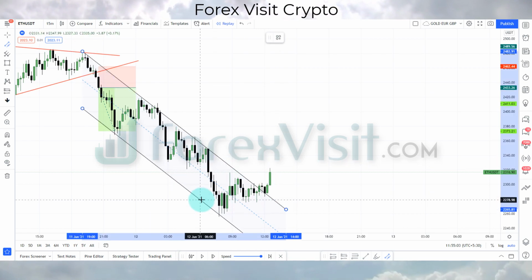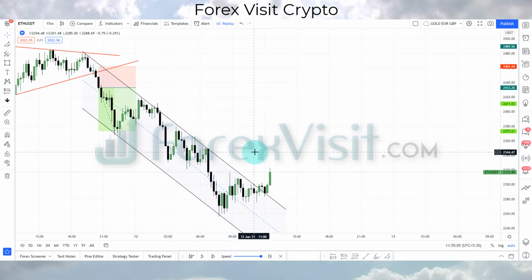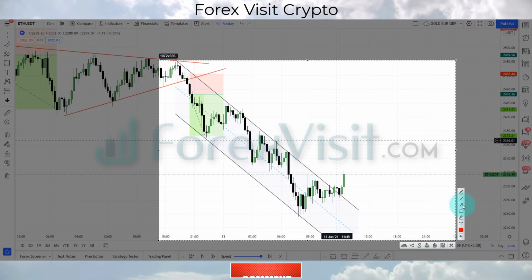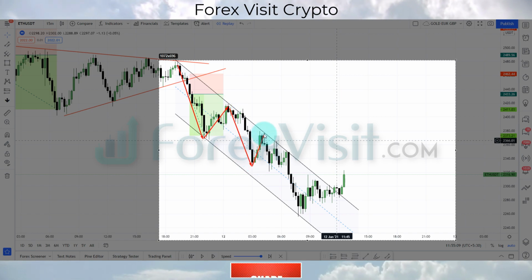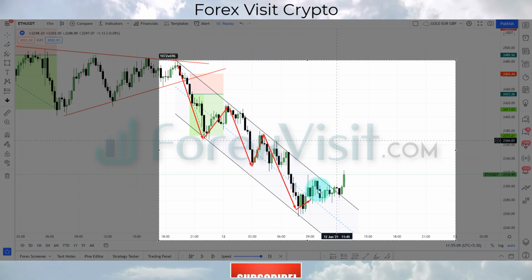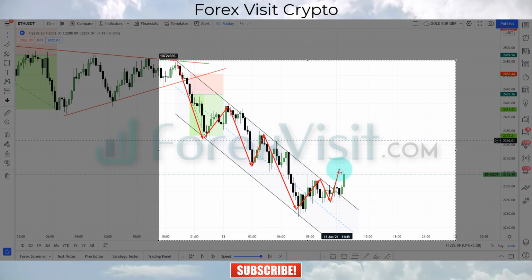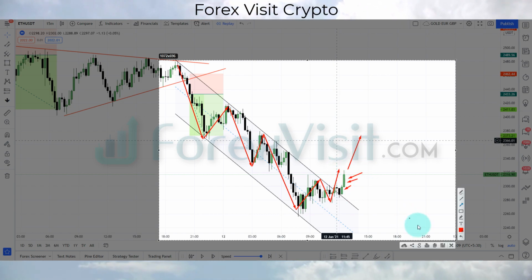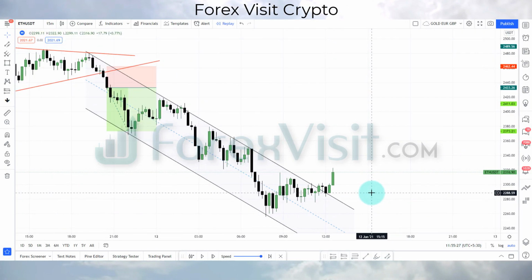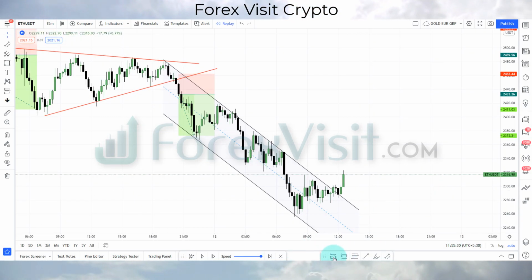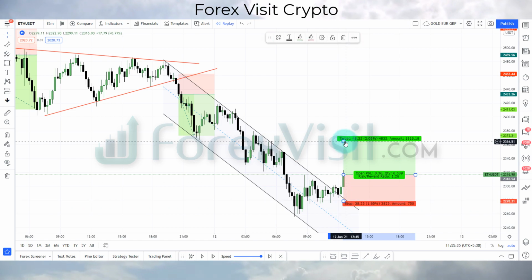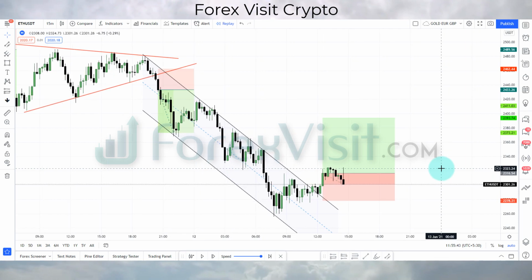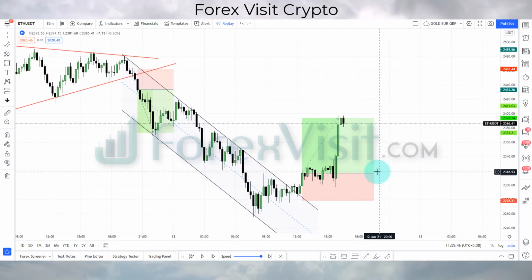Now it's time to draw a parallel channel to understand the market's next movements. Here you will see that the candle got rejection through the trend line and a bullish engulfing candle formed. So here we place a buy trade. And our risk to reward ratio is 1:2. We won this trade too.